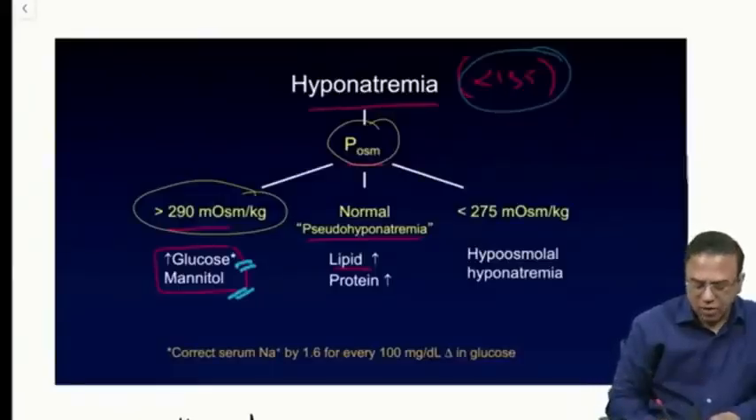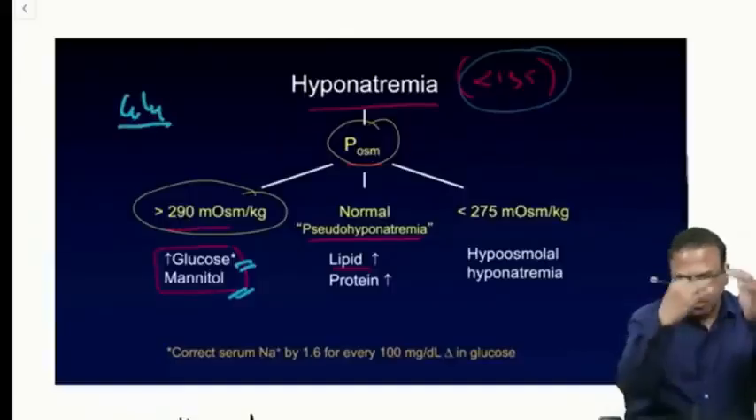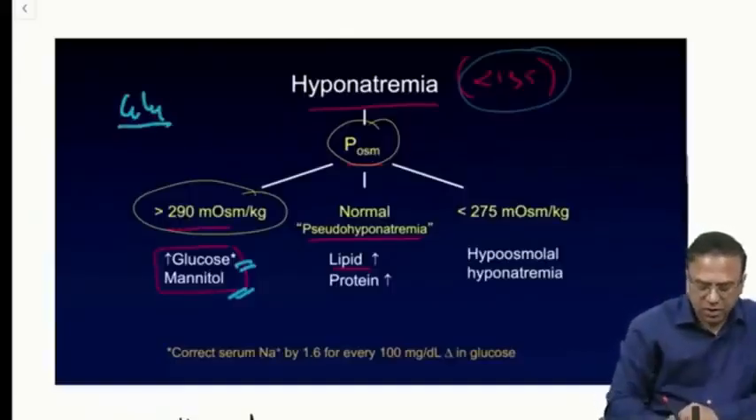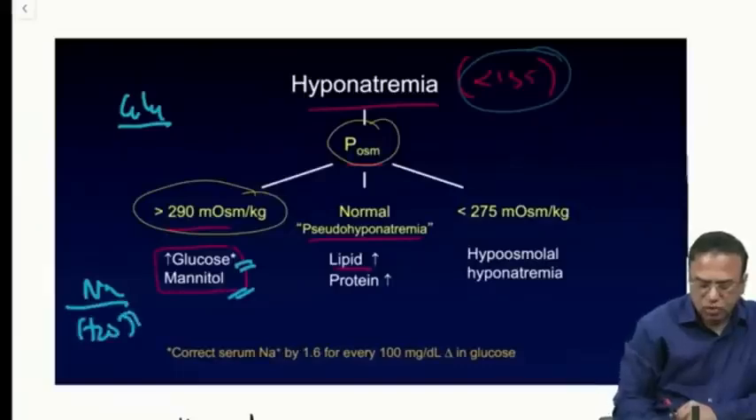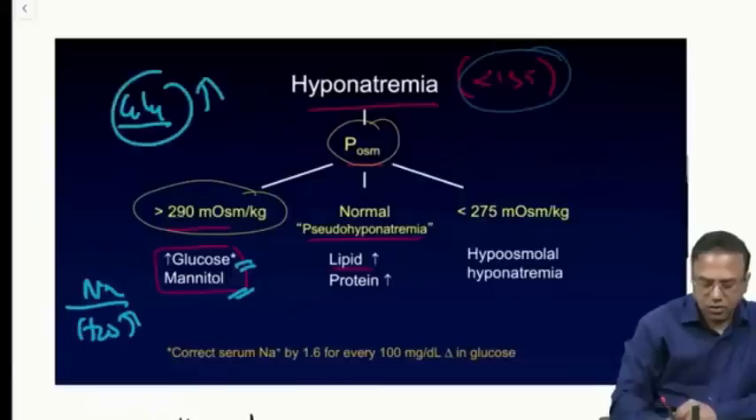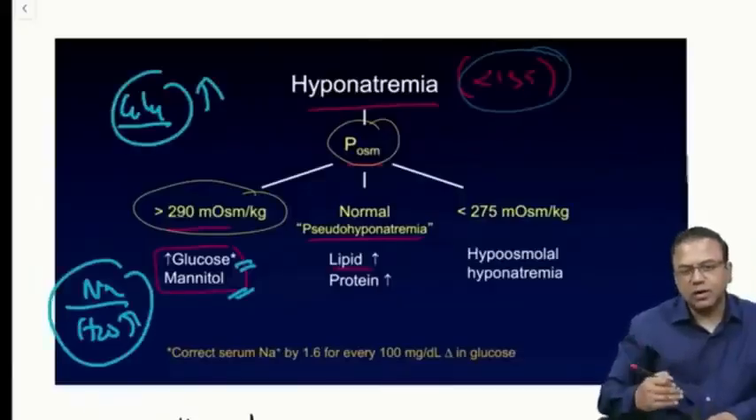And when you have high glucose, that high glucose will pull water out of the cell, the patient will feel thirsty, and that excess water that is coming is diluting the sodium. So the problem is not so much the sodium, it is the high glucose. That is the reason why the sodium is getting diluted.